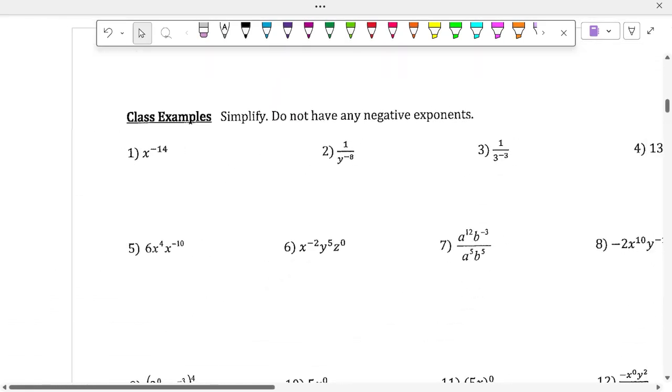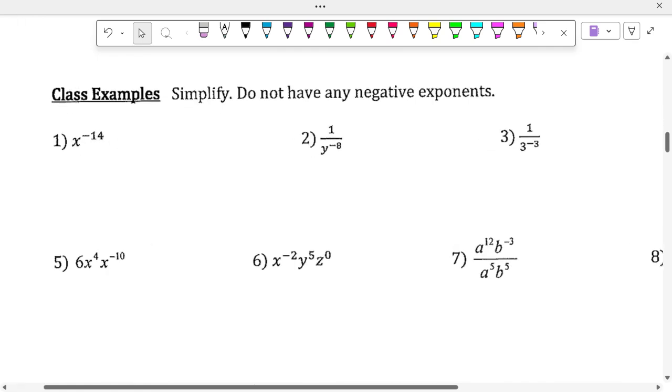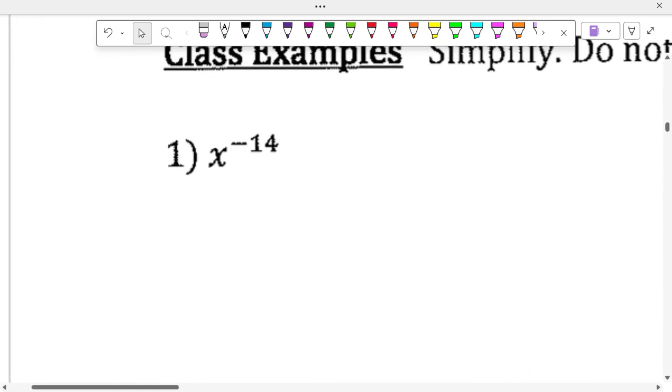All right, so let's look at a couple of these. So number 1, how would I simplify it?